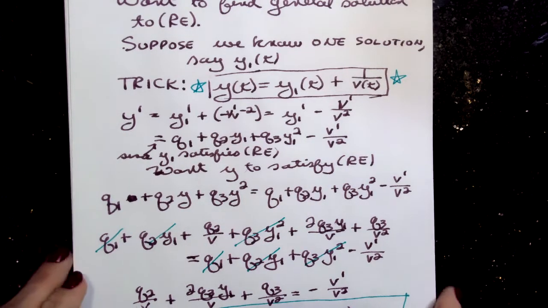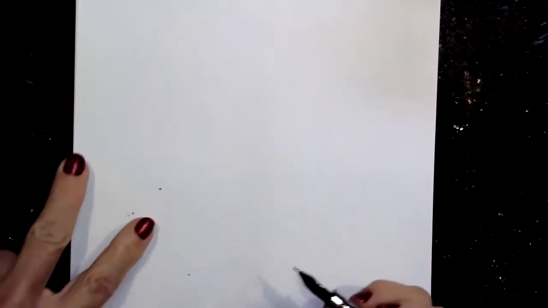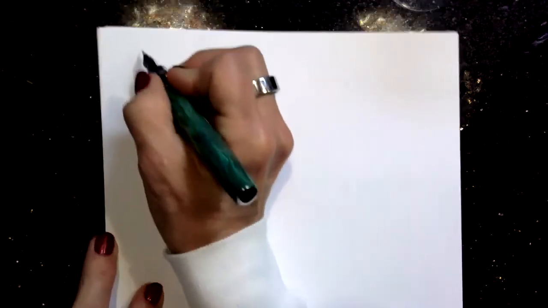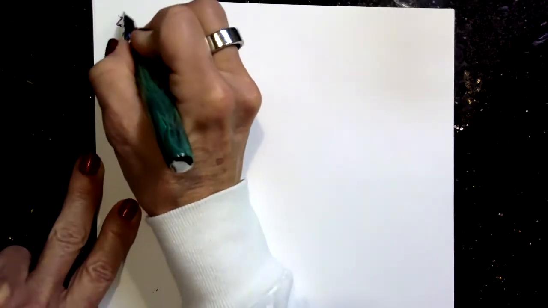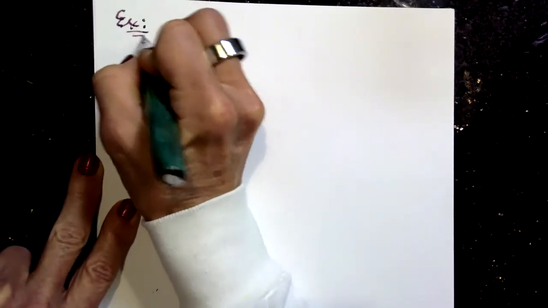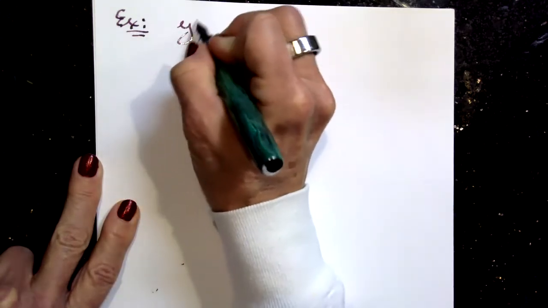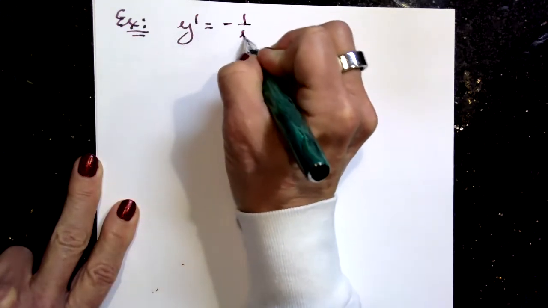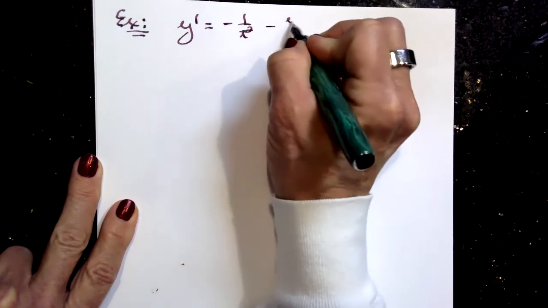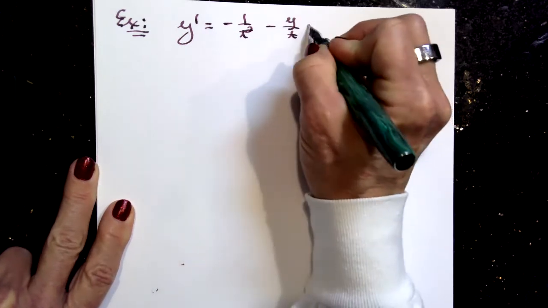So let's do an example. Okay, so there's our theory. Now let's do an example. Suppose I give you the equation y prime equals minus 1 over t squared minus y over t plus y squared.